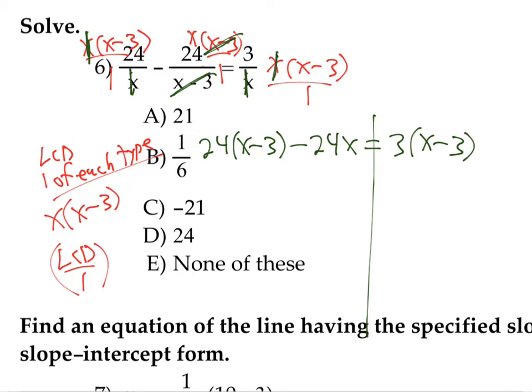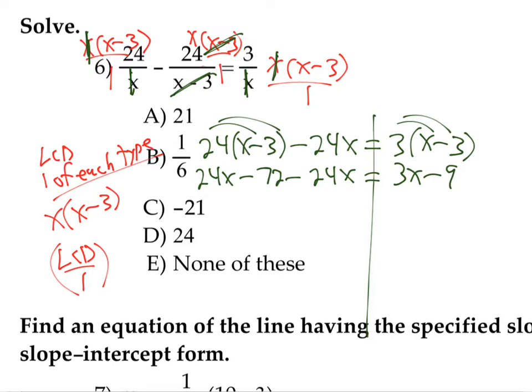No more fractions, huh? Much nicer. And now we distribute. So what do we get? 24x minus 72. 24x, boom, boom. 3x minus 9. So 24x drops out, right, they just cancel. 24x minus 24x. So then we get minus 72, 3x minus 9.